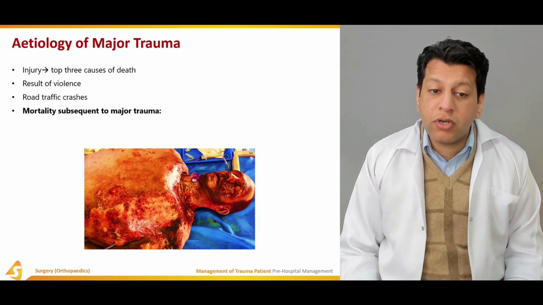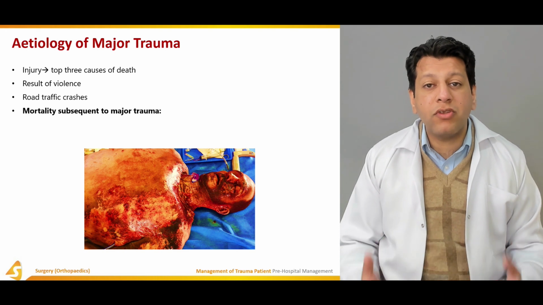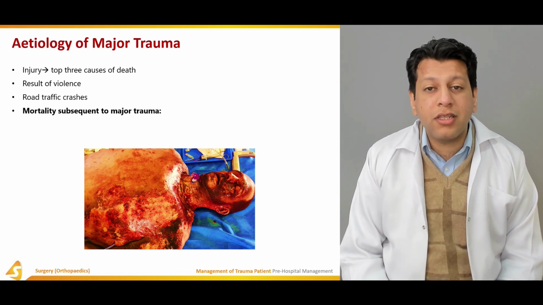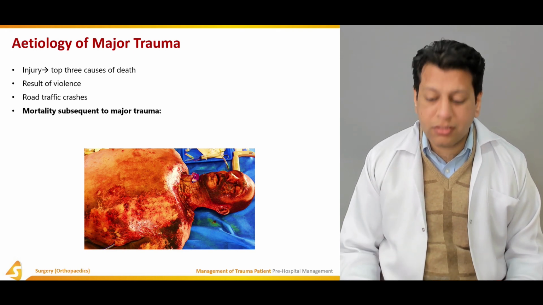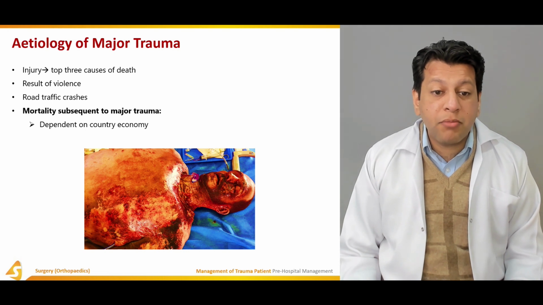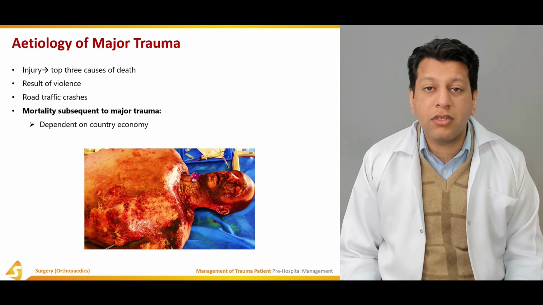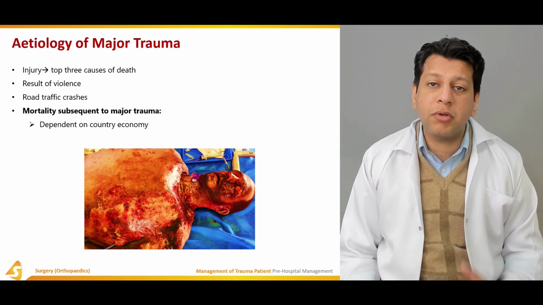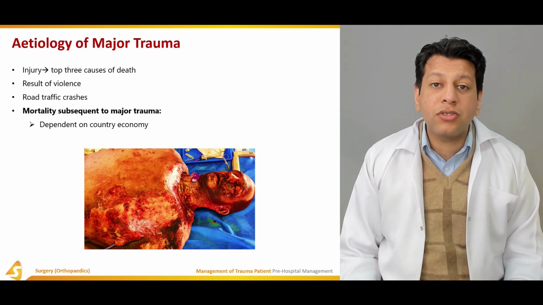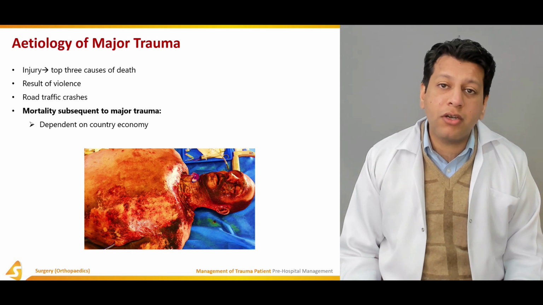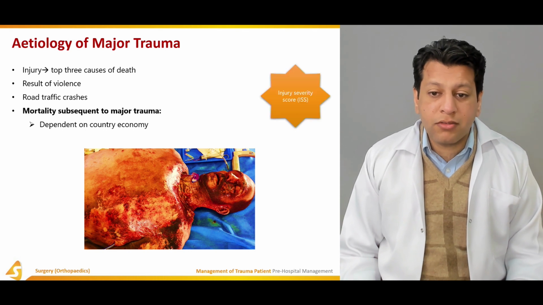Multiply injured trauma patients are polytrauma patients. Mortality is subsequent to the major trauma. If multiple areas or multiple viscera are involved, and it's a polytrauma, then there is a high likelihood of the patient dying compared with if only a single system is involved. Usually that depends on a country's economy. In developed countries, although treatment is very costly, they are spending on their health, and that's why patient mortality due to polytrauma is not that high. But in developing countries, unfortunately, a lot of people die due to polytrauma.